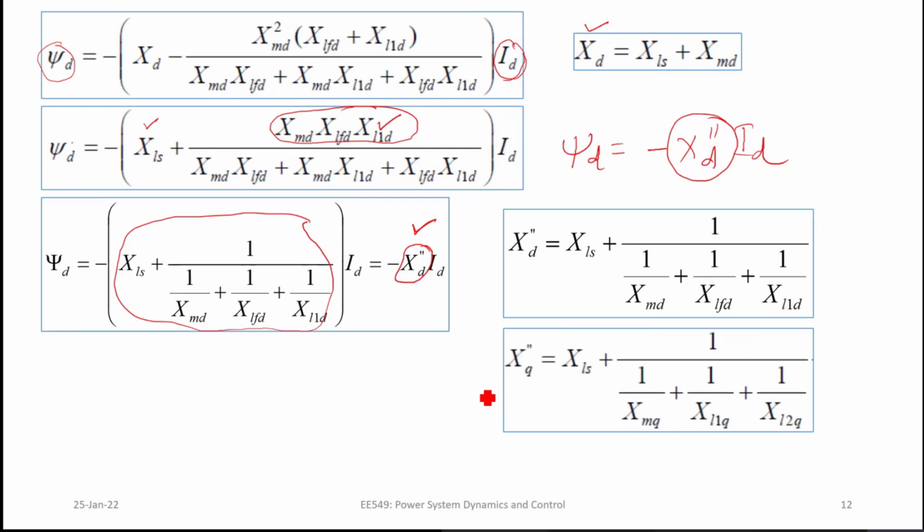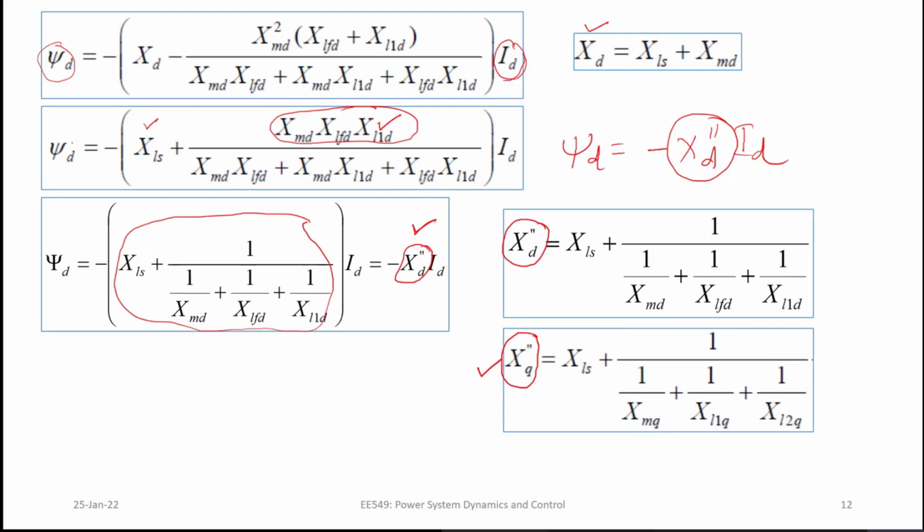Similarly, if I analyze and manipulate the q-axis flux linkage equations, I will find the subtransient reactance xq double dash as this: xls plus 1 by (1 upon xmq plus 1 upon xl1q plus 1 upon xl2q). So these are the two expressions for subtransient reactance.